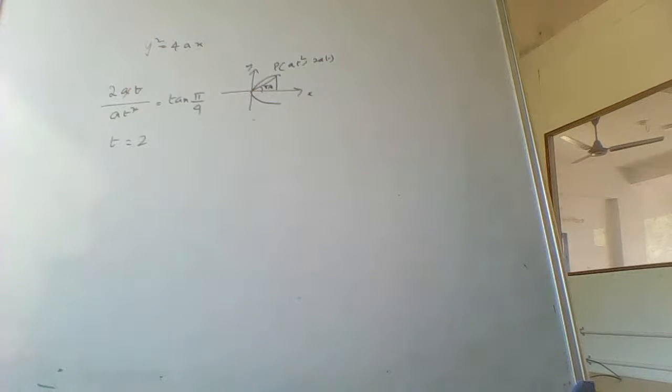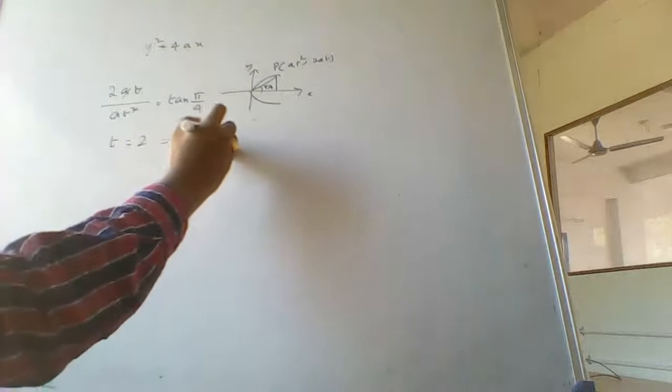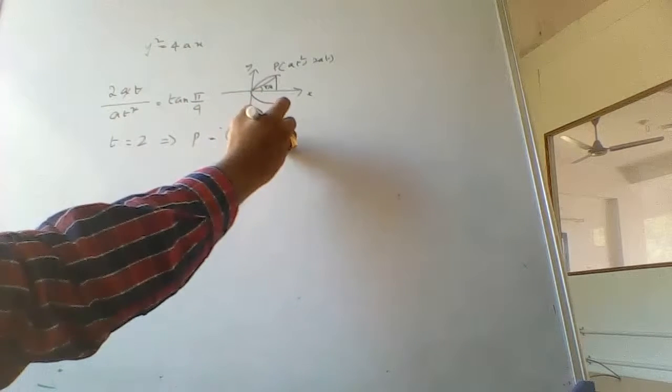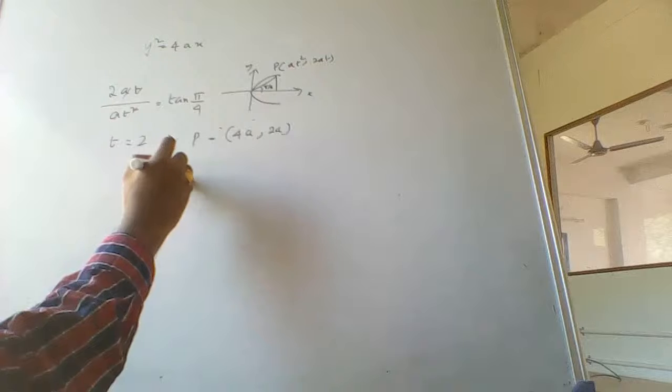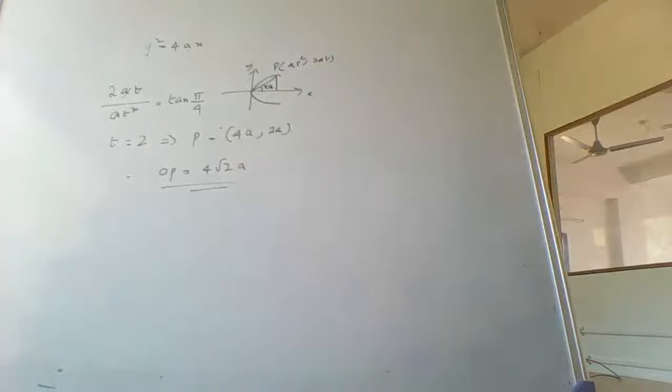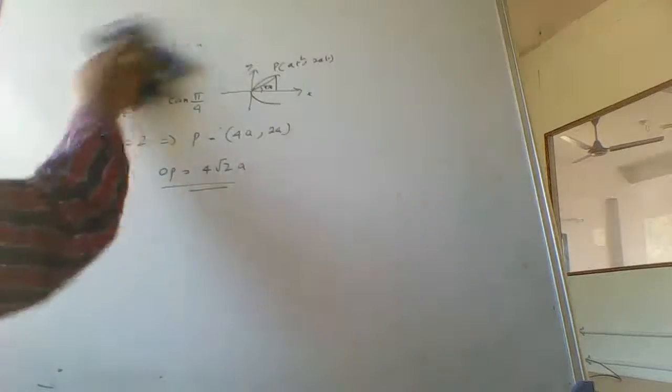The point is 4a and 4a, so therefore OP will be 4 root 2a. So this is the required result. Let us continue with the next problem now. I hope you understood this. So the equation of a parabola is y square is equal to 4ax. Let us see the next problem now.